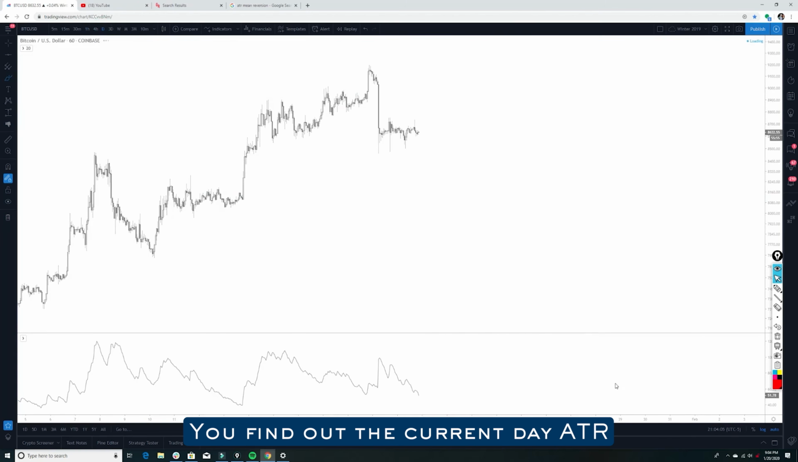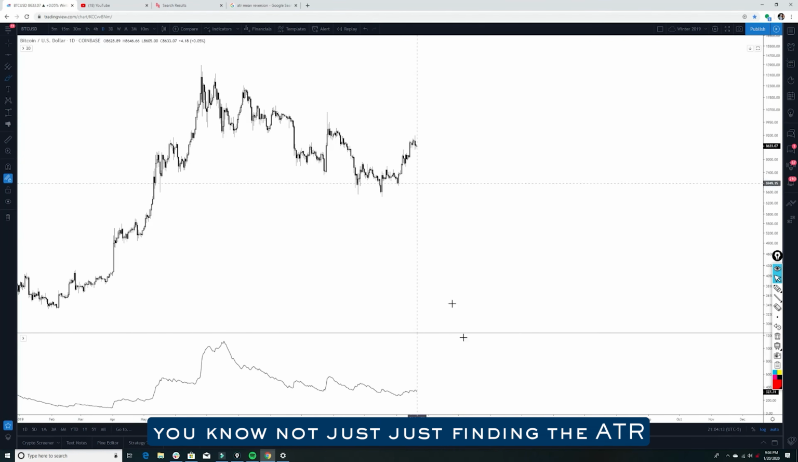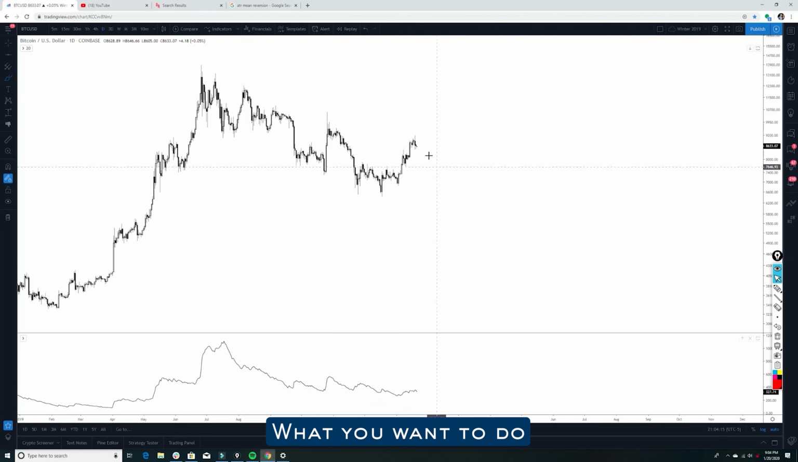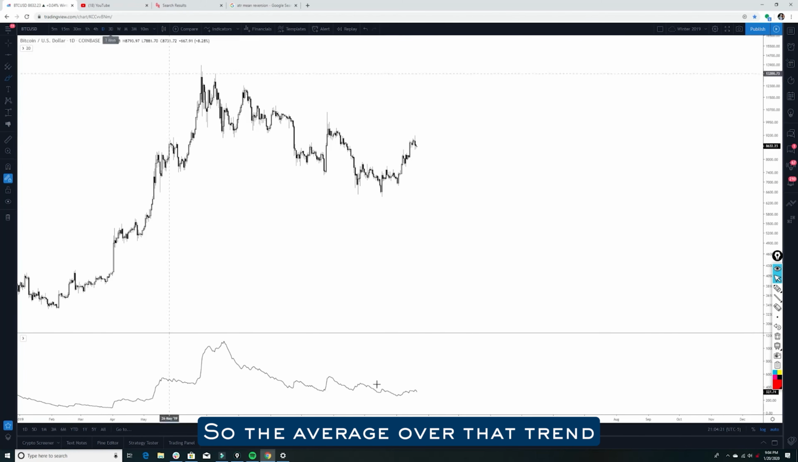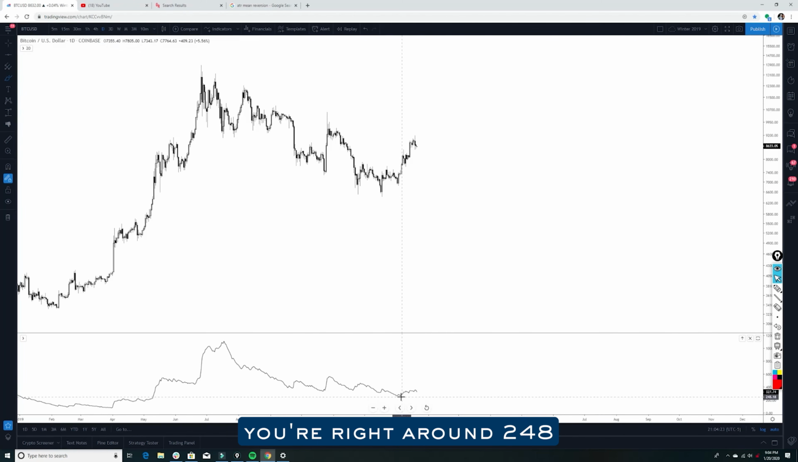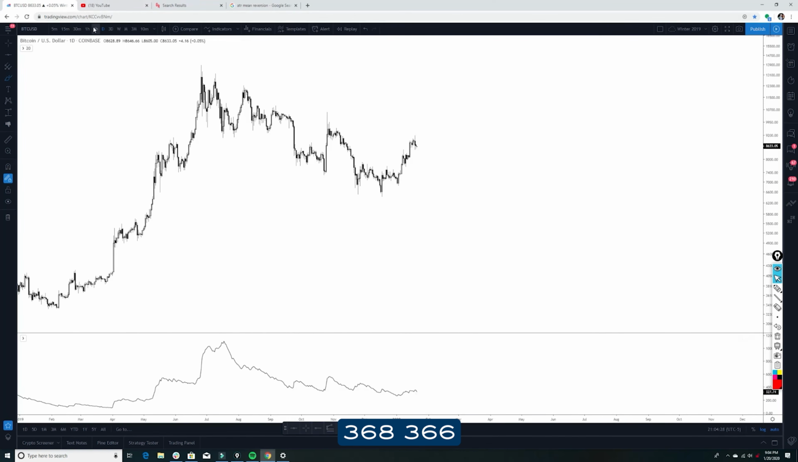You'll find out the current day ATR, in this case right around $300 for this period, for the current trend. So not just finding the ATR right here. What you want to do is look at the leg of this trend and find out what is normal for this trend, the average over that trend. So from the beginning, you're right around 248 up until the high is right around 368, 366. So right in the middle is right around 300.